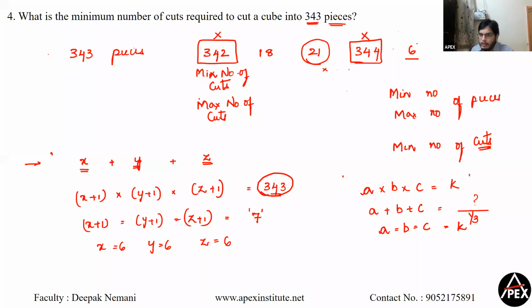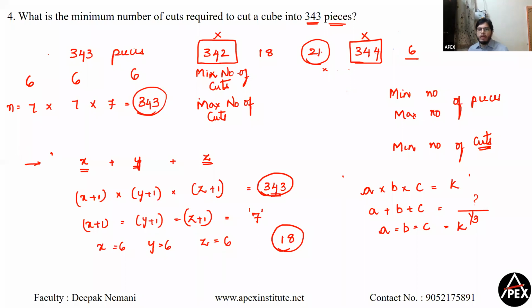Okay, so what are the total cuts? Someone answered me 6. Perfect. But we are asked to calculate the minimum number of cuts required, not along each side. Total number of cuts will be 6 plus 6 plus 6, so 18 cuts. If I make 6 cuts in one direction, 6 cuts in the second, and 6 cuts in the third, what is the total number of pieces? 7 into 7 into 7. We will be getting 343 pieces. So the minimum number of cuts will be 18.